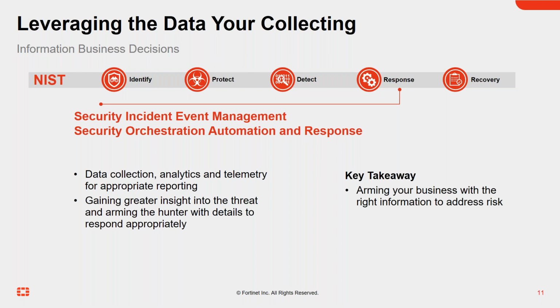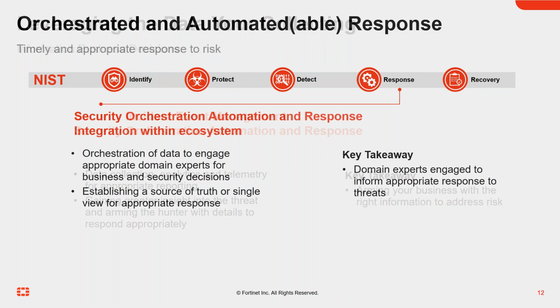And so in the end, the key takeaway from this is that we need to arm our businesses to understand the risk to the business, and to have an appropriate timely response, which is then moving into orchestration and automation of the response. Now in OT, I like to talk about automatable responses, because automatable responses really is about moving into domain expertise.